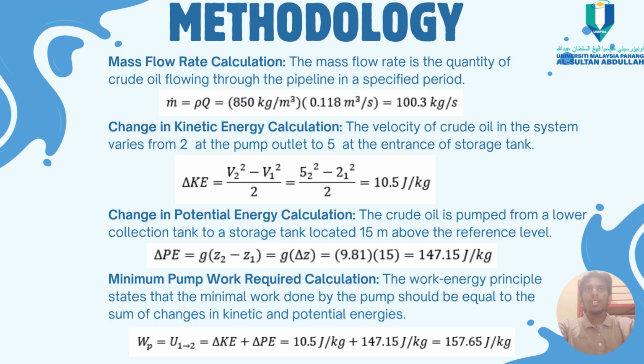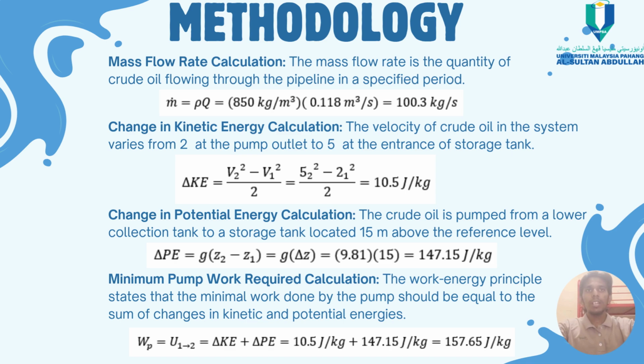And now we continue the calculation part. We start from the mass flow rate calculation, and this mass flow calculation is the quantity of crude oil flowing through the pipeline in a specified period. For computing this, we are going to use m equals rho Q, which is equal to 850 times 0.118. We get 100.3 kilograms per second mass flow rate of the crude oil.